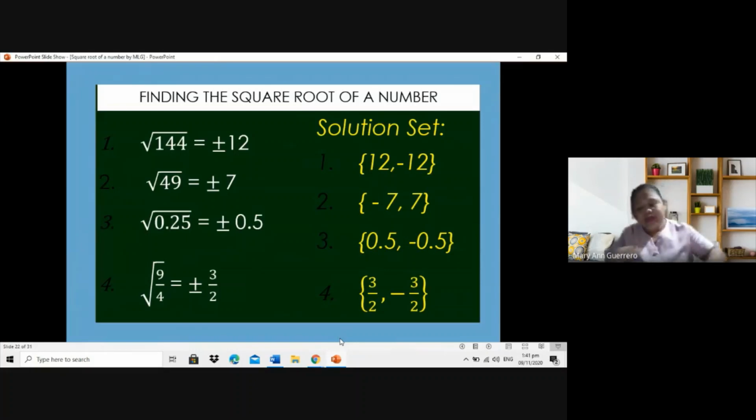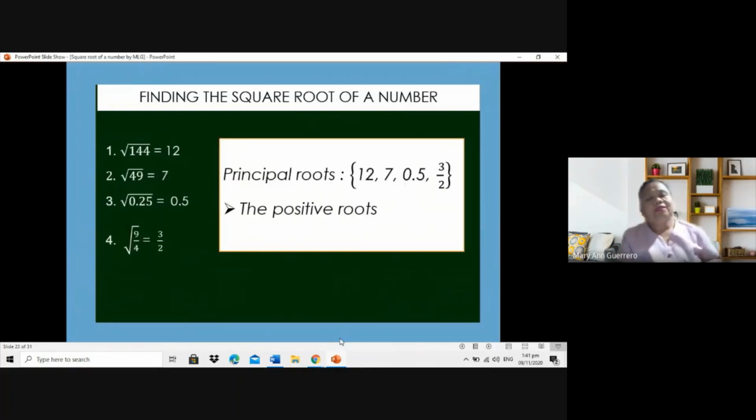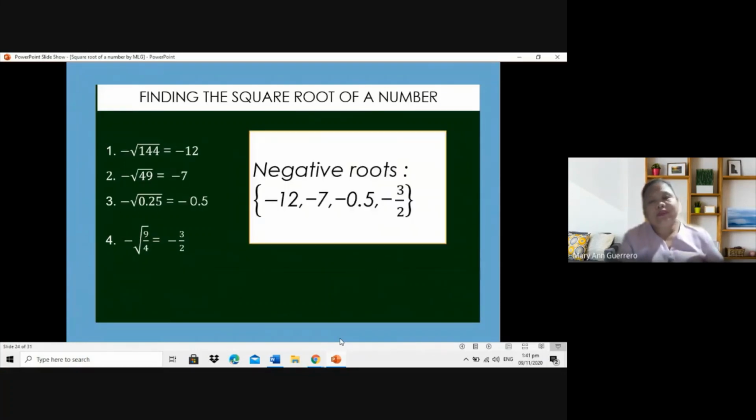Remember, square root of a number is positive and negative. We have positive root and negative roots. So the positive root is what we call the principal roots. Okay. And the negative roots is what we call the negative roots. Mga negative ang roots. Okay.